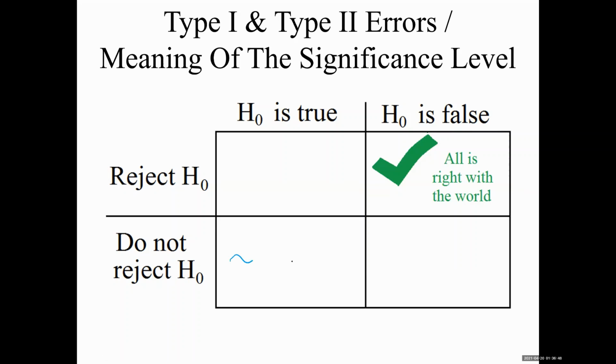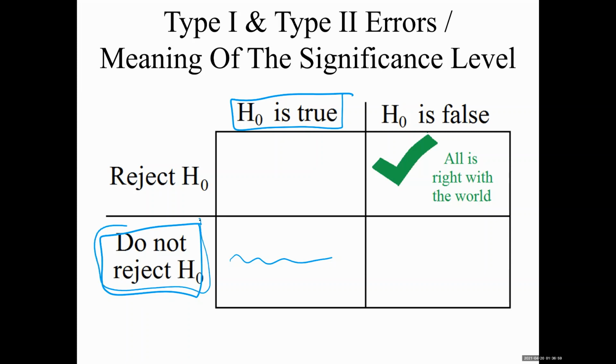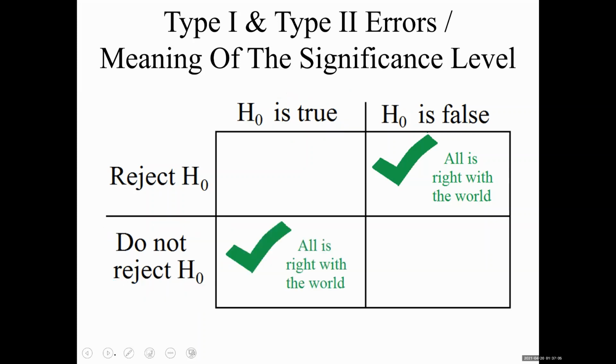If you were in this situation, the king is telling the truth, and you said don't reject his claim, don't stop believing him. Like, believe him is what you're saying. He's telling the truth, believe him. If that's the conclusion you came up with, it's the correct conclusion again. All is right with the world. The king was innocent, you said don't send him to jail. Great. Let's take a look at the other two situations.